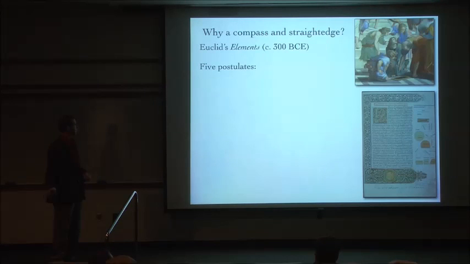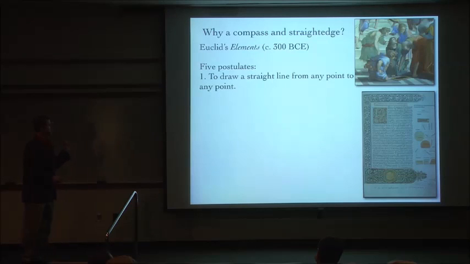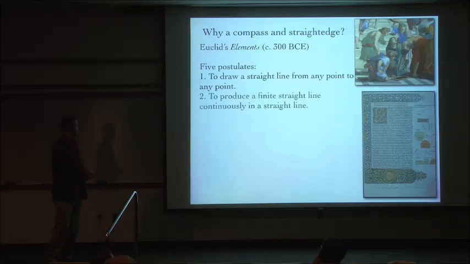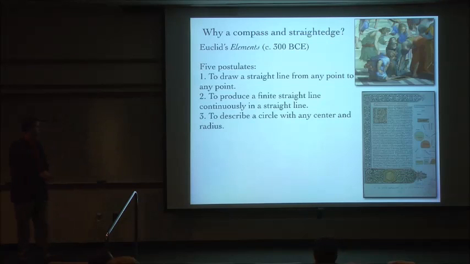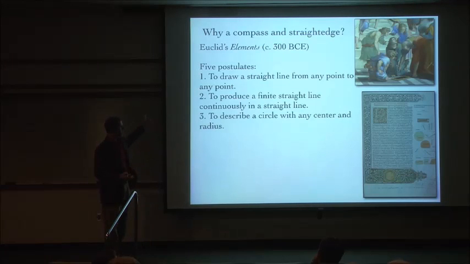The first one is that you should be able to draw a straight line from any point to any point, right? That's using a straight edge, right? So there's our straight edge. This one says to produce a finite straight line continuously in a straight line. So you can extend a line segment, right? Again, this is a straight edge. And 3, that you can describe a circle with any center and any radius. And there is your compass. And so really, why compass and straight edge? Well, this is sort of the assumptions that all of this Greek mathematics was built from.